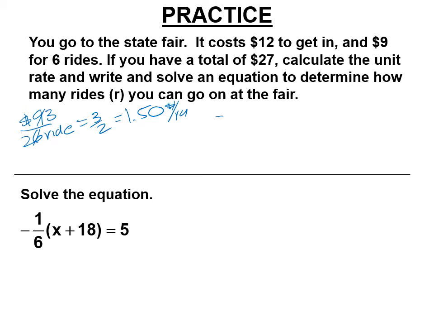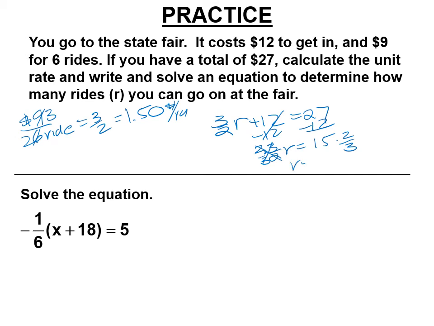So let's say I'm going to do 3 halves for each ride. And it was $12 to get in. And you have a total of $27. That is your two-step equation. We've written the equation. Now we subtract 12. We get 3 halves r equals 15. Multiply both sides by the reciprocal of 3 halves, also known as 2/3. And you cancel the 3 and the 15, and you get 10 rides.